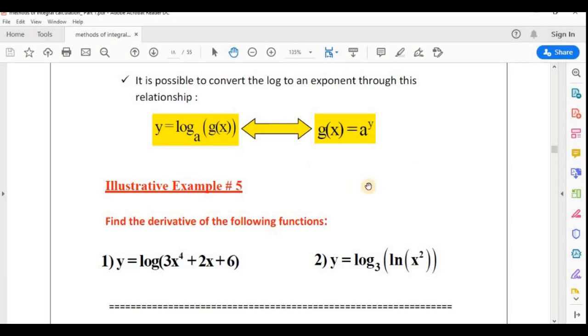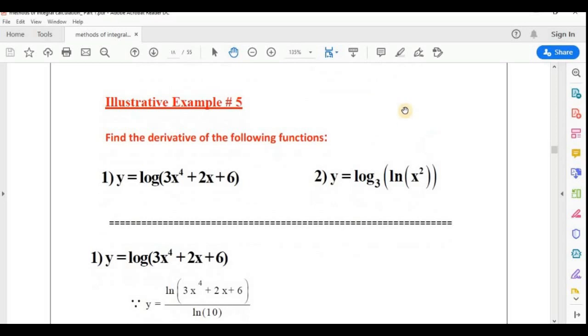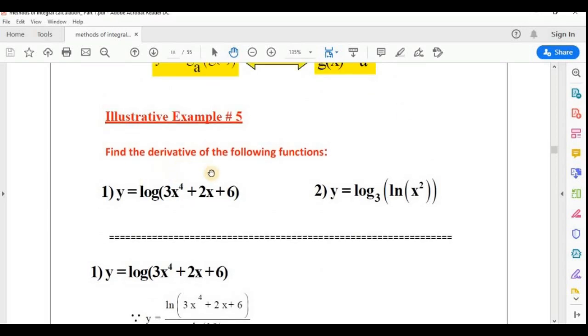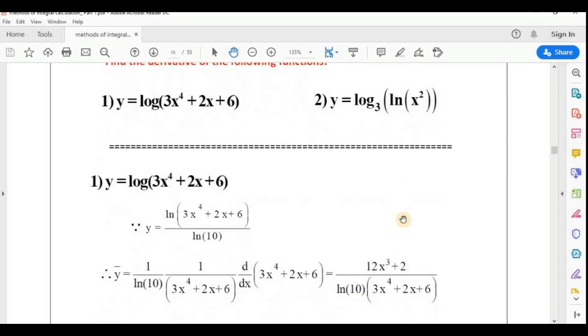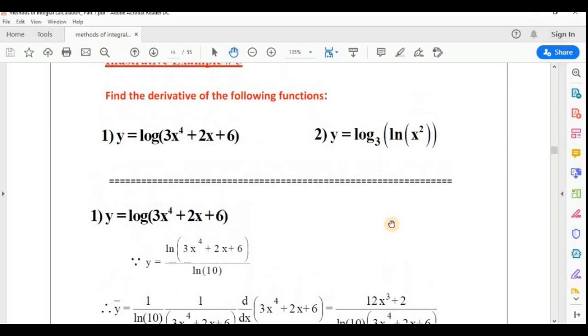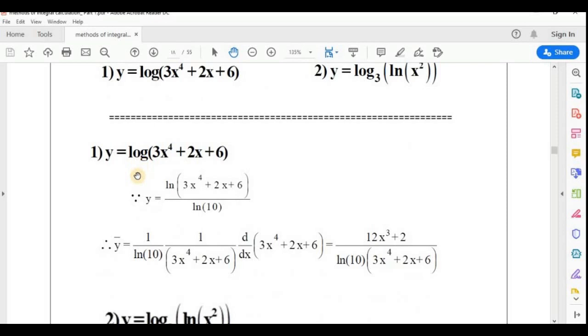Let's see a practical example. Find the derivative of the following function. We have these two functions. Let's see how we will find the derivative. As we can see here, it's log, so directly we will transfer to the natural logarithm. So y equals ln of the function here, divided by ln a.